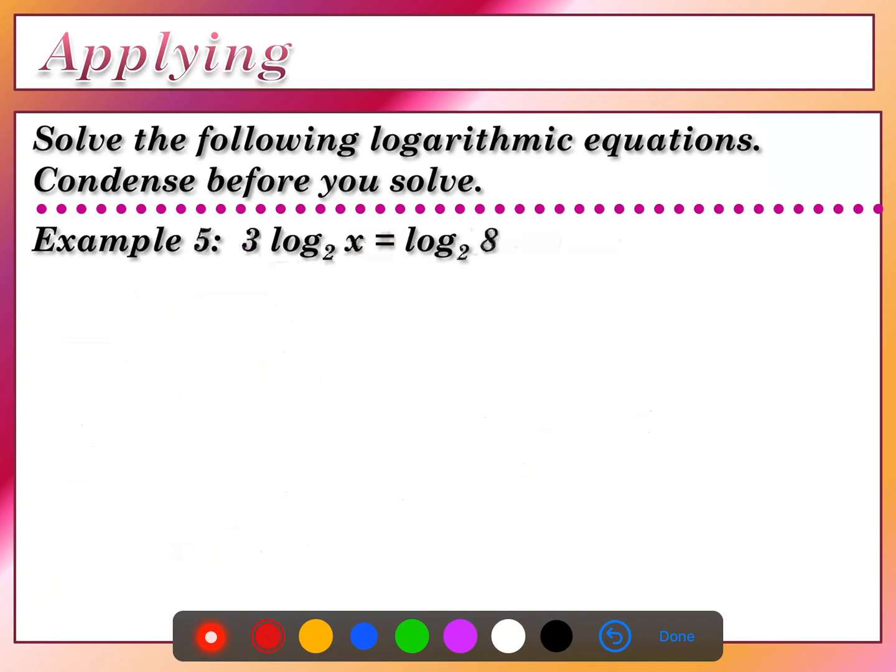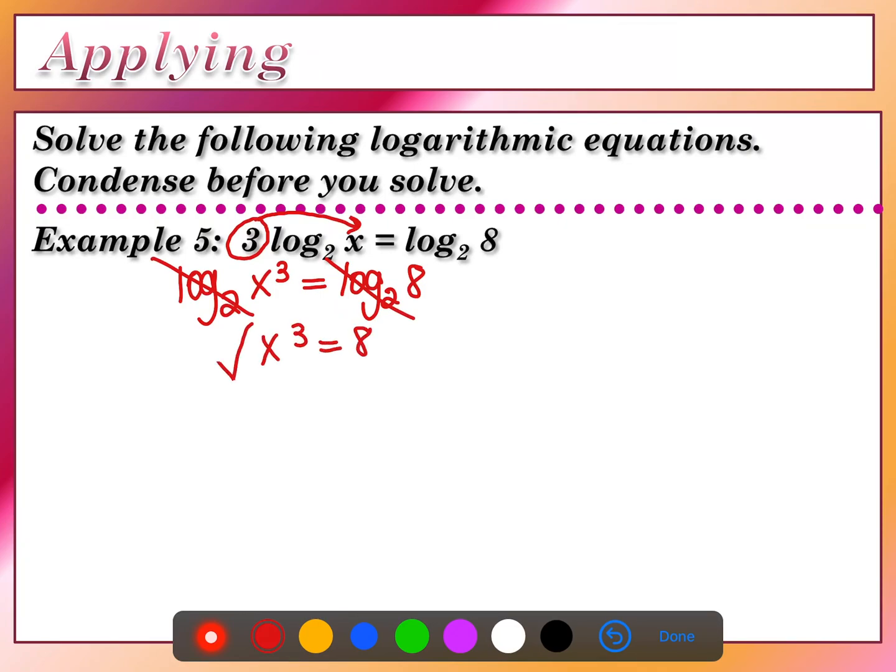Okay, we'll do one more here. So the only operation that I see is that coefficient out front, right? Coefficients become exponents. So I'm looking at log base 2 of x cubed, log base 2 of 8. All right, a log on each side means that I cancel. X cubed equals 8. So we're going to cube root each side. And we have x equals 2. Okay, if I plugged that back in, my argument is positive. This answer is good to go.